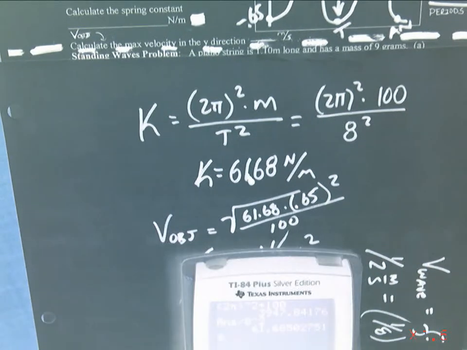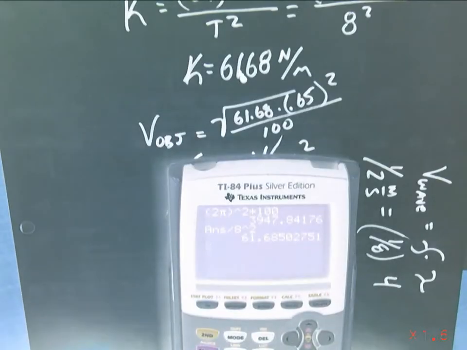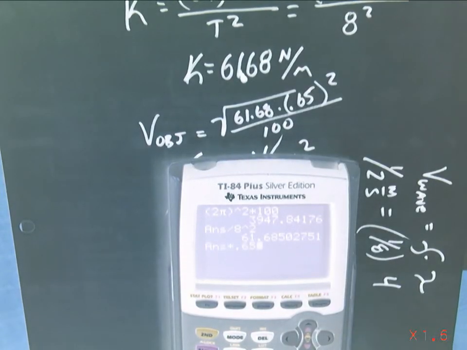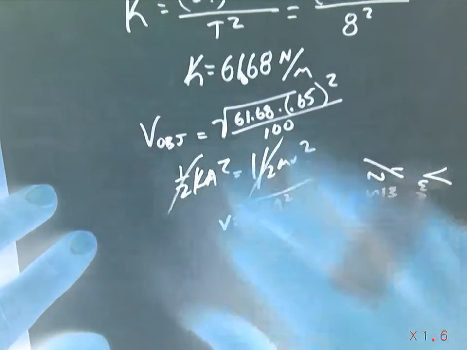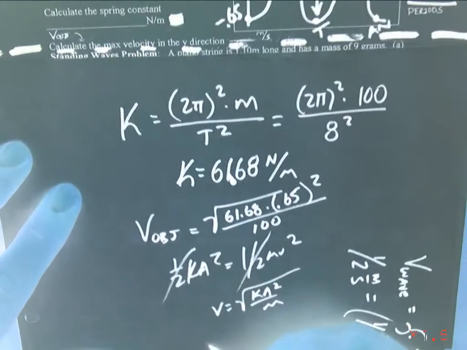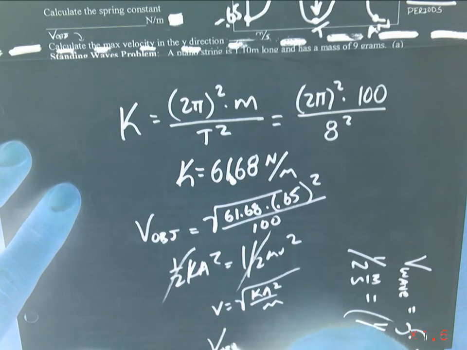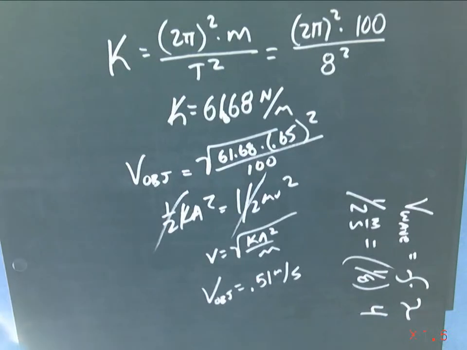So we plug it into our old calculator again. We're going to take our answer, multiply that by 0.65 squared, and divide by 100, and we got to square root everything. And you get 0.51. So it's pretty close, but not exactly the same. So the max object velocity is 0.51 meters per second. Of course, that's always changing. Sometimes positive, sometimes it's negative. Depends on if you want to include your swirl concept or not.